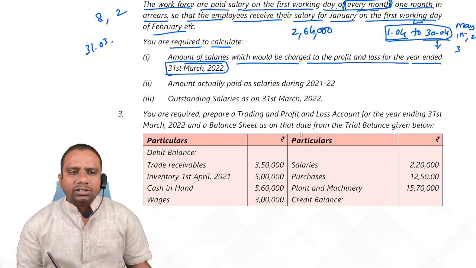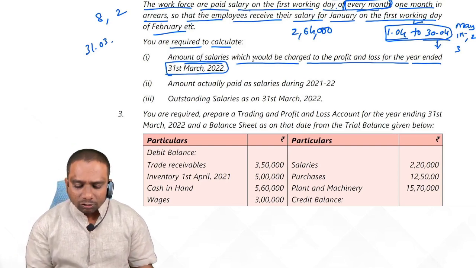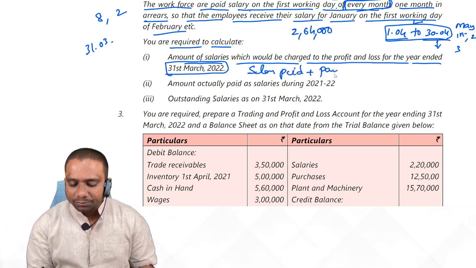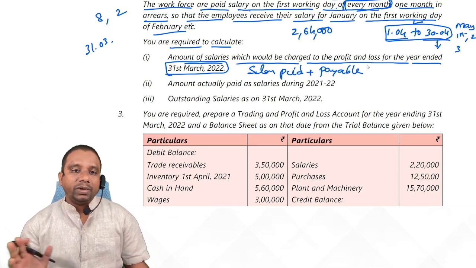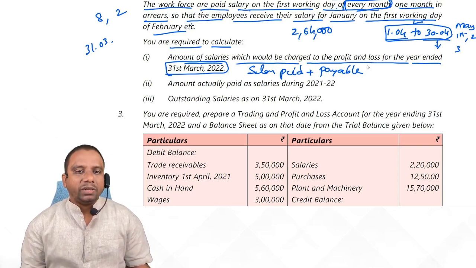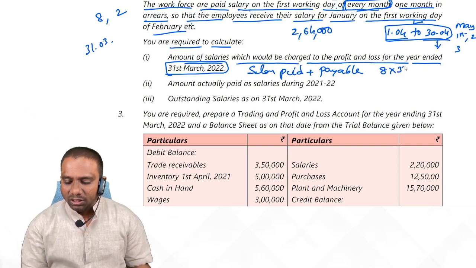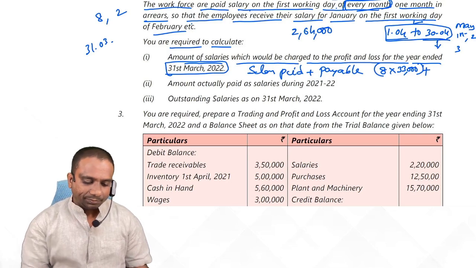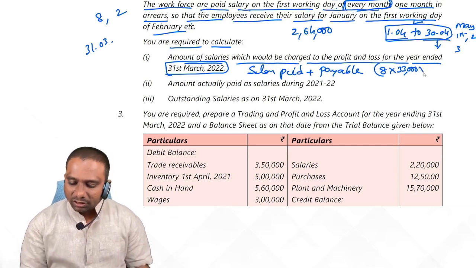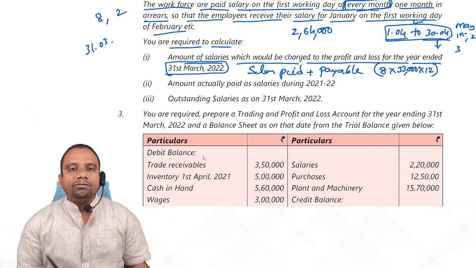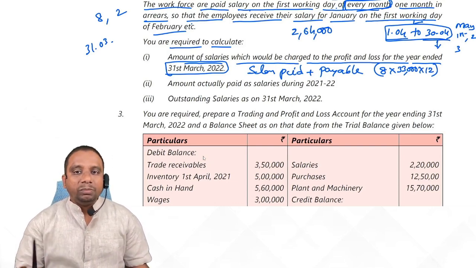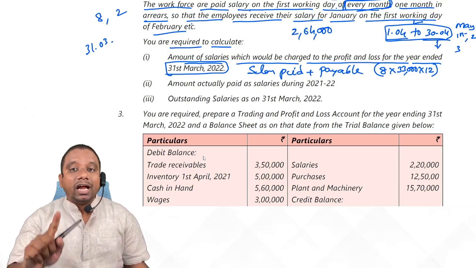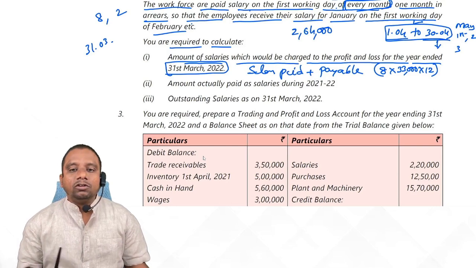See, generally the profit and loss account is prepared following the accrual concept. Accrual concept means salary paid plus payable. Now calculate how much salary is paid in total. 8 employees into each employee's salary 33,000, into 12 months, since you have to show the full amount in the P&L account. Generally for the year 21-22 we pay 11 months' salary to the employee and 1 month in arrears.